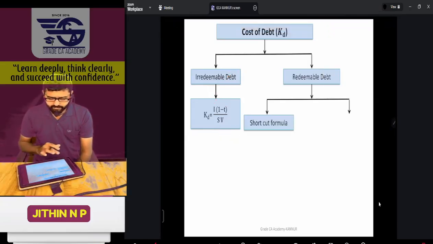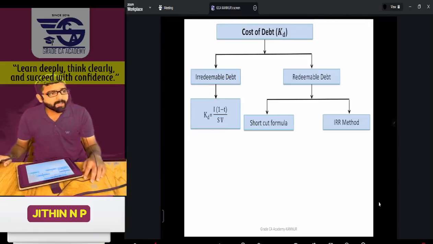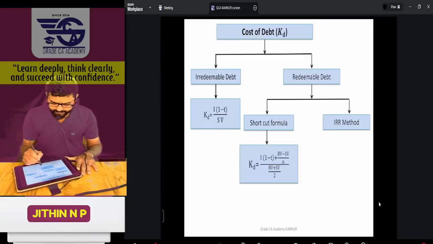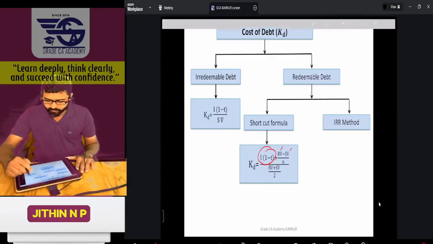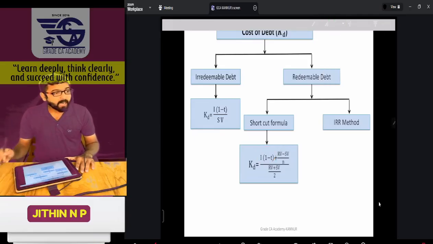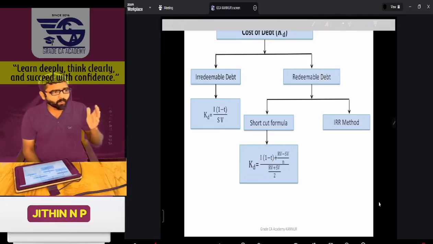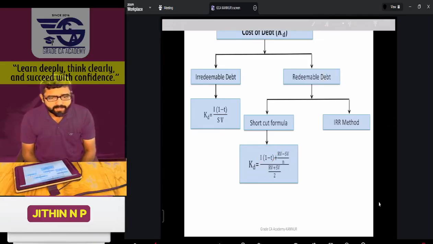Redeemable debt: shortcut formula and IRR method. There are two methods, the IRR method and a shortcut formula. Shortcut formula: KD is equal to I into 1 minus T plus RV minus SV divided by N, whole divided by RV plus SV divided by 2. Repeat again: KD is equal to I into 1 minus T plus RV minus SV divided by N, whole divided by RV plus SV divided by 2.